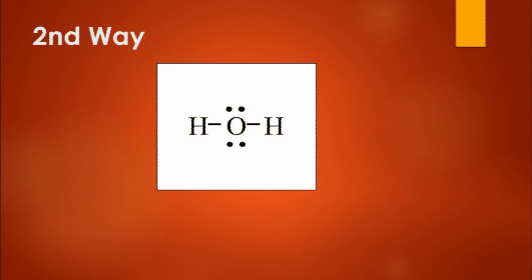How about in the second way? So we have here the Lewis structure of water. The central atom, which is the oxygen, has lone pairs of electrons that were not paired with other electrons of other elements. In this case, water is a polar molecule.